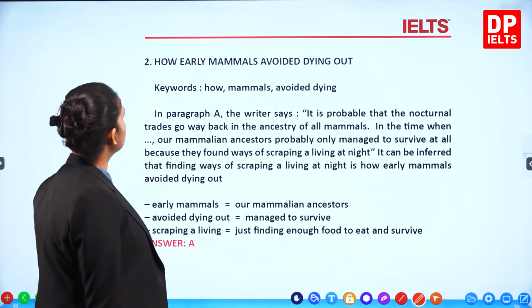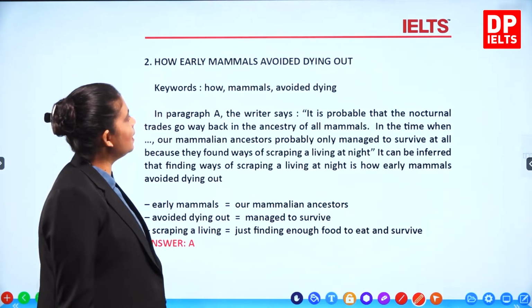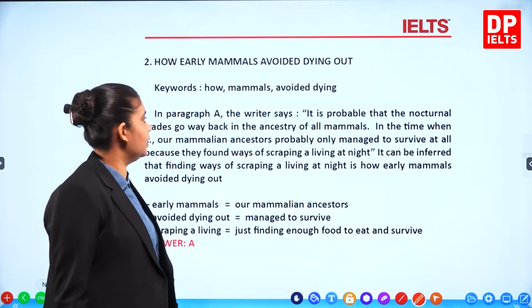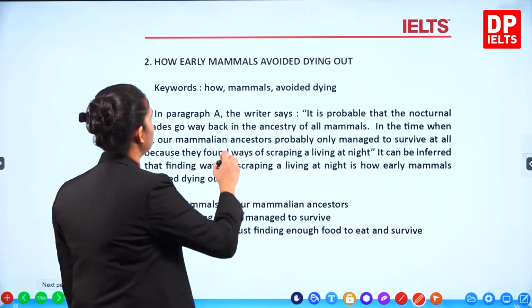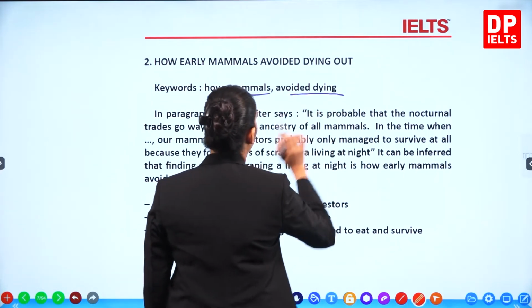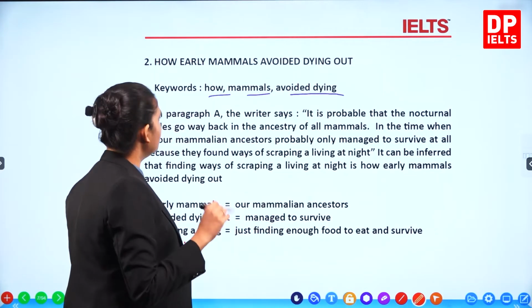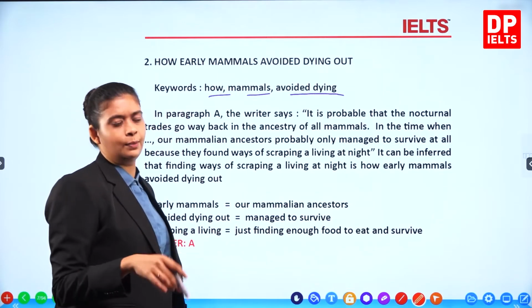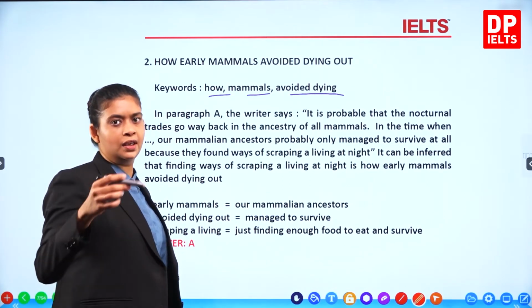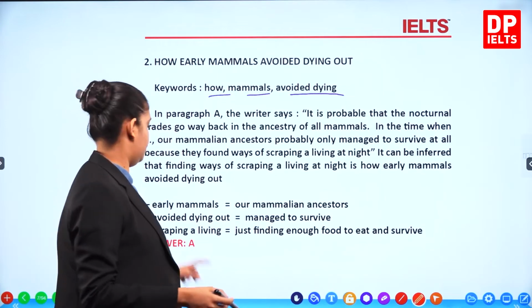Right, next one. How early mammals avoided dying out, okay? Now, here the keywords are how mammals avoided dying, right? So, in paragraph A, now if I'm not looking at all the stuff, I'm looking at the answer. Why did we choose A, right?